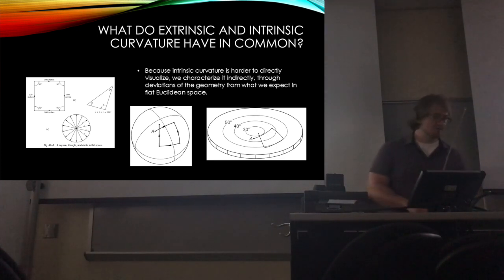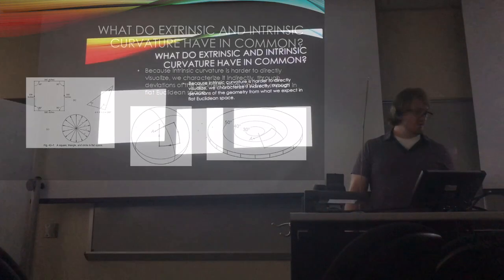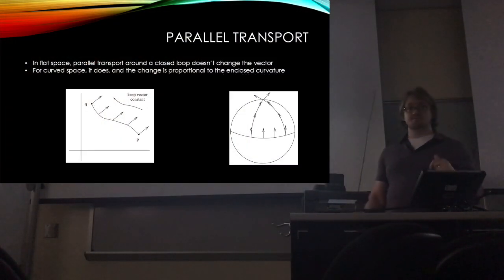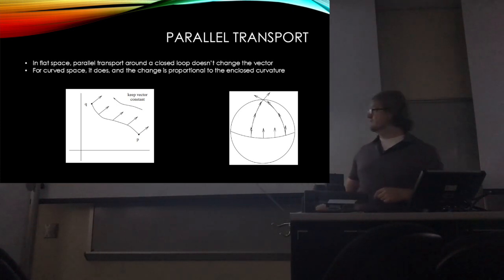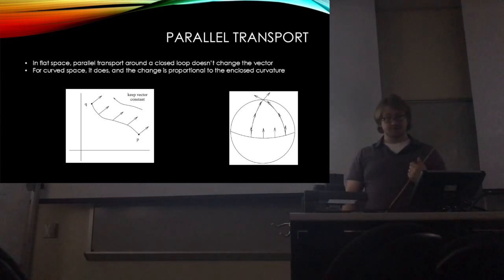Right, so because intrinsic curvature is harder to directly visualize, we characterize it indirectly through deviations of the geometry from what we expect in flat Euclidean space. One further example that is important for our further developments is called parallel transport. So parallel transport is the idea that you have a vector, say here at point P, and parallel transporting it means that you move it along some path while keeping the vector pointing in the same direction as you move. So for flat space, if you parallel transport a vector around a closed loop, say I have a vector like this and I move it around in a loop and I bring it back to where it started from, the vector of course doesn't change at all. It points in the same direction when you return to your starting point.